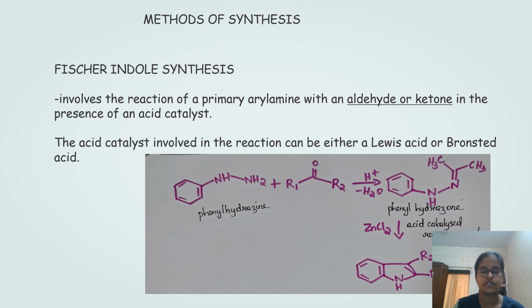This is the reaction which involves a primary aryl amine reacting with an aldehyde or ketone in the presence of an acid catalyst. This acid catalyst can either be a Lewis acid or Bronsted acid. In this reaction, this phenylhydrazine attacks a ketone and undergoes removal of water to form a phenylhydrazone, and when this phenylhydrazone undergoes acid catalyzed rearrangement in the presence of zinc chloride, it forms a 2,3-disubstituted indole.